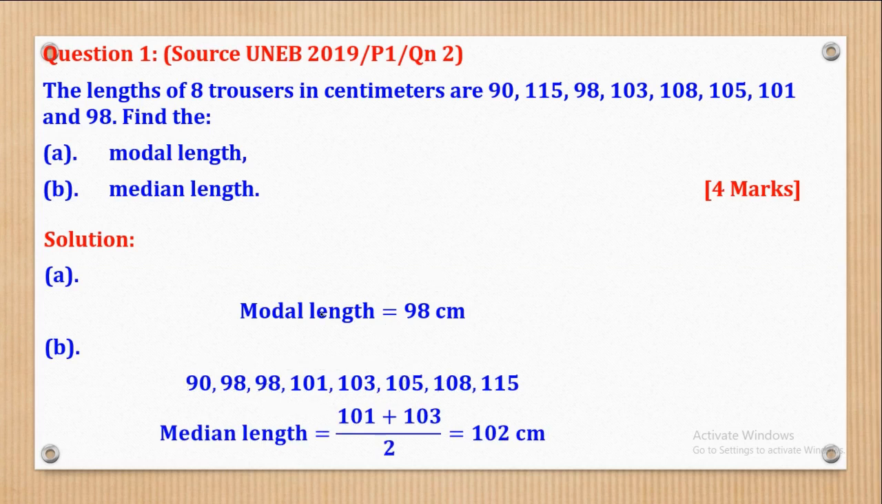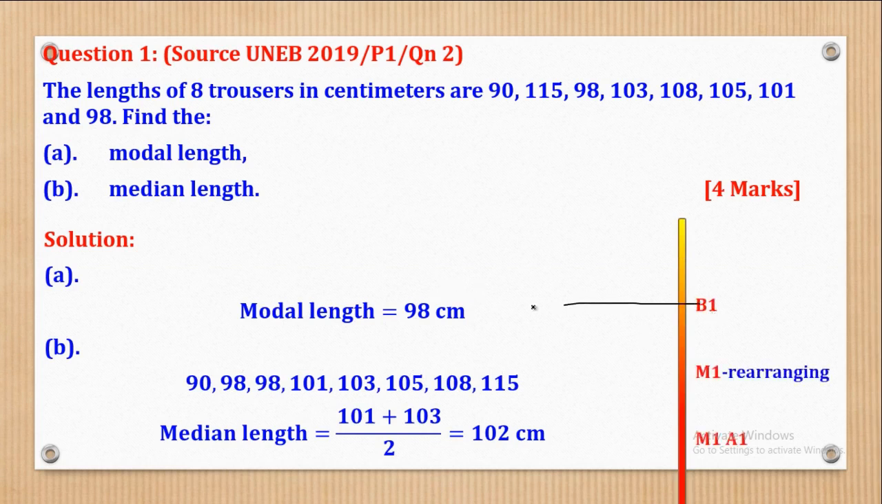So basically that's what they wanted, and now let's see how marks can be awarded. B1 will be for you to state the modal length, M1 is for you to rearrange in ascending order, M1 is for you to capture the average, and A1 is for the output which they want. So basically that's how the 4 marks could come about.